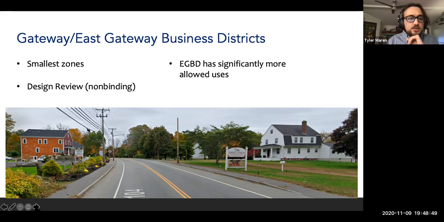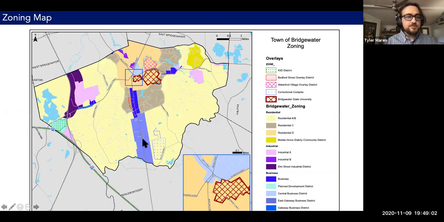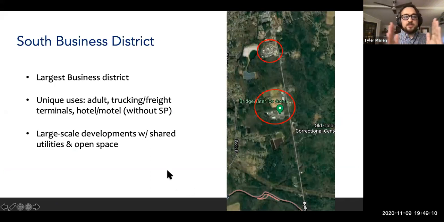So the next is the South Business District. This is the largest business district. This is along Bedford Street, aka Route 28/18, in the south of town. Yeah, so as you can see, unlike some of the other districts, it's a commercial corridor, but it goes really far out from the road on both sides. And that is intentional. The goal of this is to, quoting the bylaw, encourage the development of major business parks involving a variety of commercial, light manufacturing, and transportation uses.